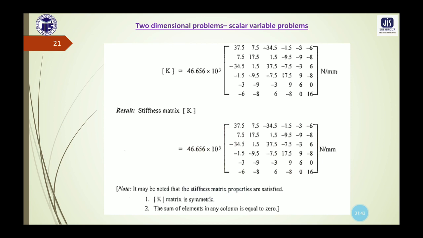So these are the steps by the help of which we have calculated the element stiffness matrix for the CST element. And the stiffness matrix properties are also satisfied here, because the K matrix is coming as a symmetric matrix, and the sum of the elements in any column is equal to 0.